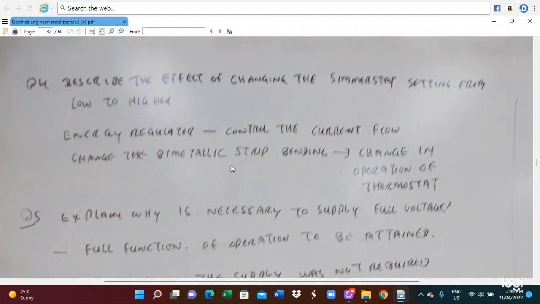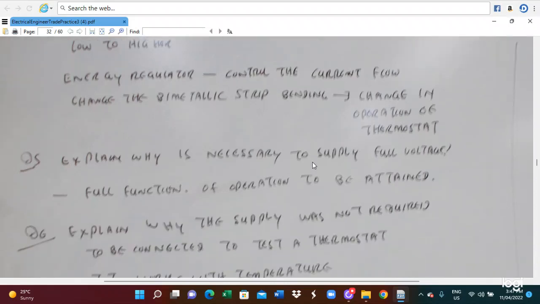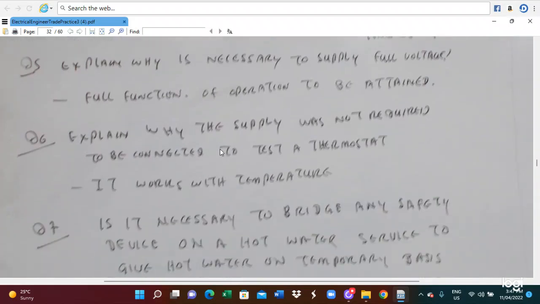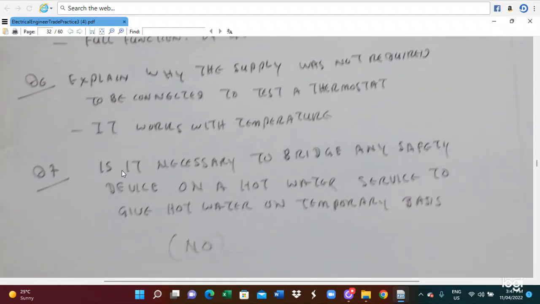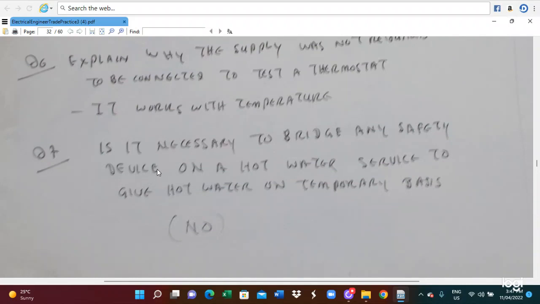Describe the effect of the change in the thermostat setting from low to higher. In this case, the energy regulator controls the current flow and changes the bimetal state. It changes the operation of the thermostat. If you change the bimetal state of bending, it will change the operation of the thermostat. Explain why it is necessary to supply the full voltage. In this case, full function of the operation is to be attained. Explain why the supply was not required to be connected to test the thermostat. It is necessary to bridge any safety device on the hot water service to give the hot water on a temperature basis.